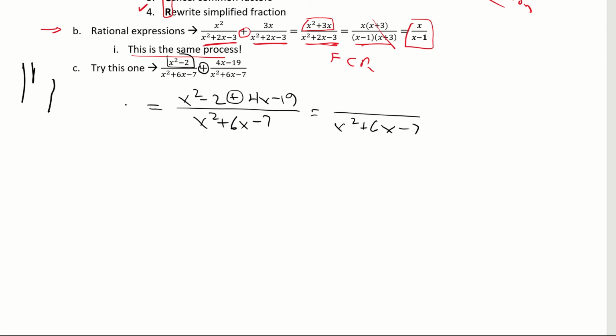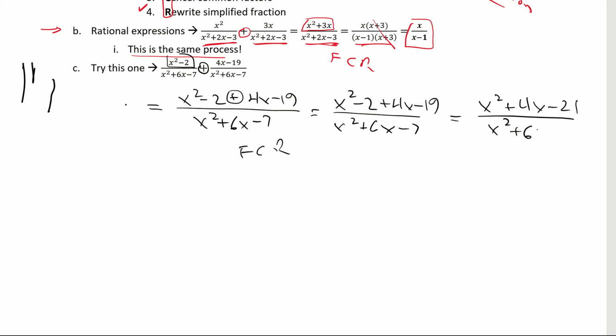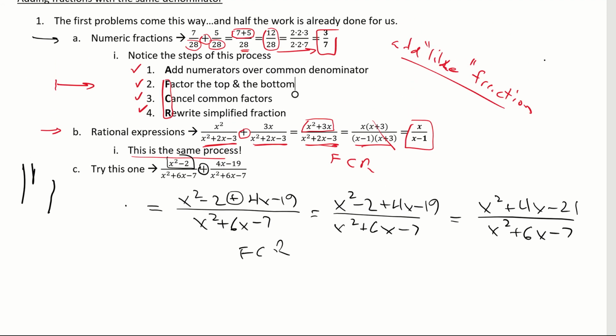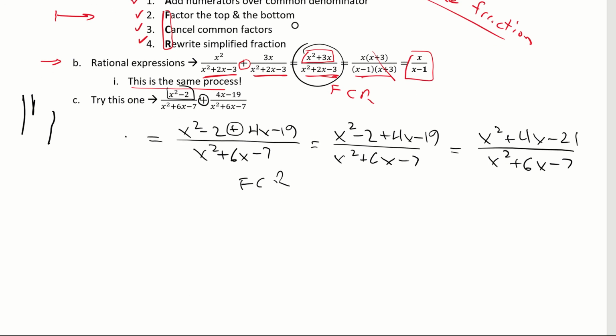Now, before you think I'm going to cancel, remember the story? We've got to factor first, then we cancel, then we rewrite. So what do we have? We have x squared minus 2 plus 4x minus 19. Before I factor the top, I'm going to combine terms: x squared plus 4x minus 21 over x squared plus 6x minus 7. We did it. That's the first step, the step up here where you have got to this stage right now. But to finish, we've got to factor, cancel, rewrite.